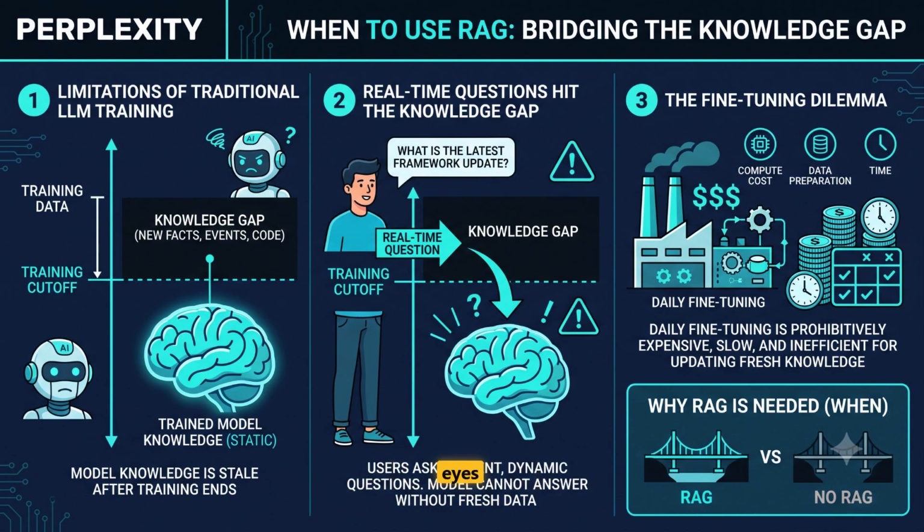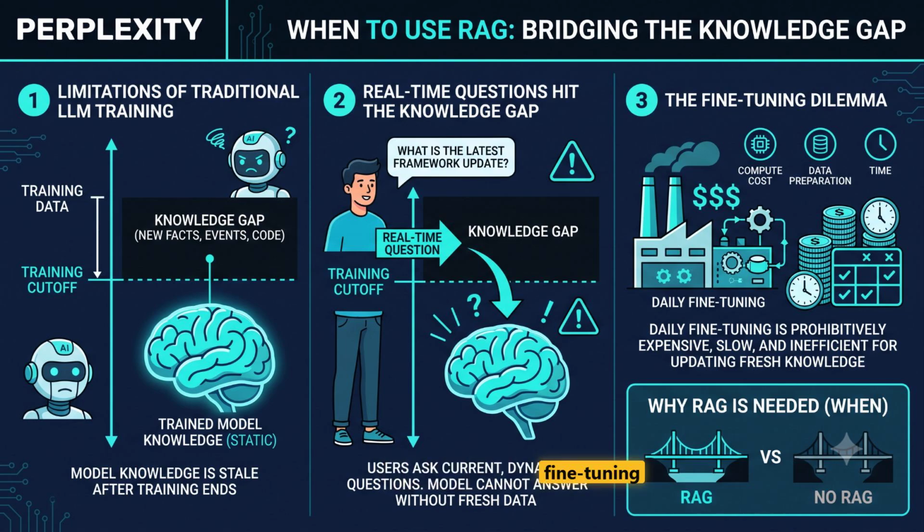Now shift your eyes to panel 2 in the middle, where real-time questions hit the knowledge gap. When a user asks about a framework update released this morning, the query bounces off that static memory base and plummets into the dark region above the cutoff. The failure condition is absolute. The model hit its hard temporal boundary, leaving zero weight updates to handle the new context.